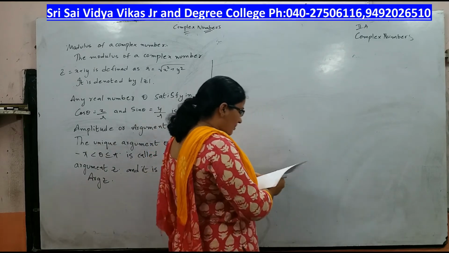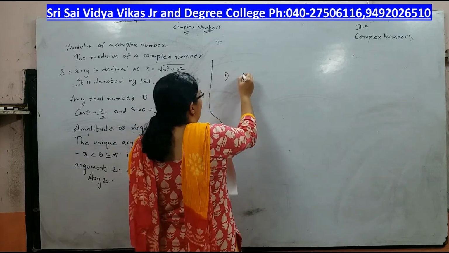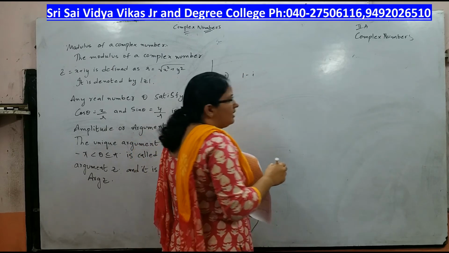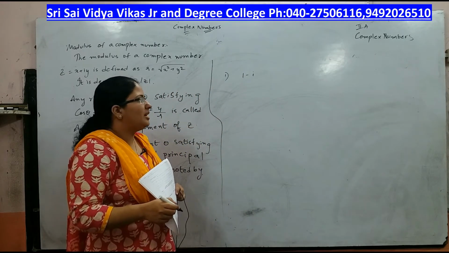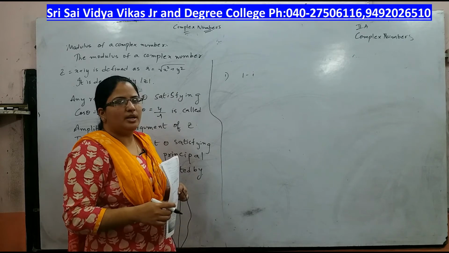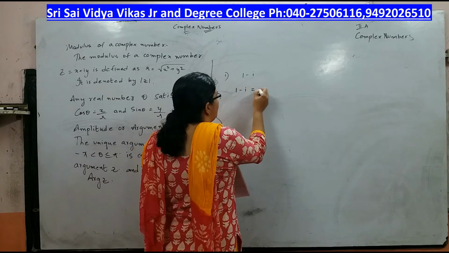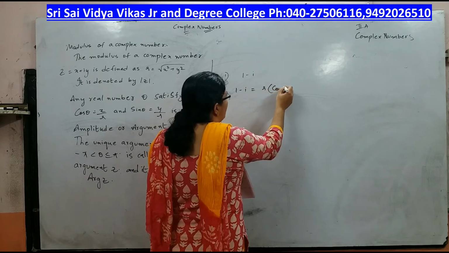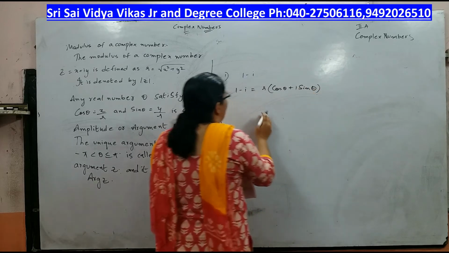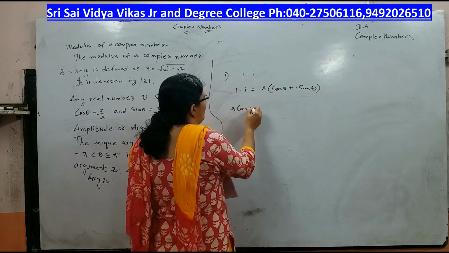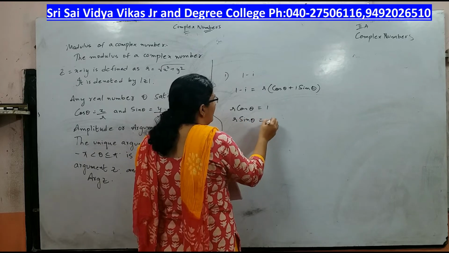You are given this complex number. First one, 1 minus i. To express it in the modulus amplitude form or polar form, you need to know the value of r and the value of theta. Here, 1 minus i is equal to r into cos theta plus i sin theta. So r cos theta is equal to 1, r sin theta is equal to minus 1.